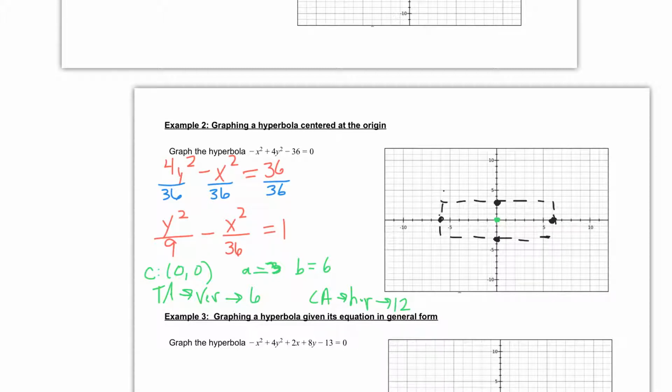And then remember, my asymptotes are going to go directly through the middle and the corners of my rectangle. And then since it's opening up and down, I can get my graph on there. So my graph is going to open up and follow along those asymptotes, and it will open down and follow along there.